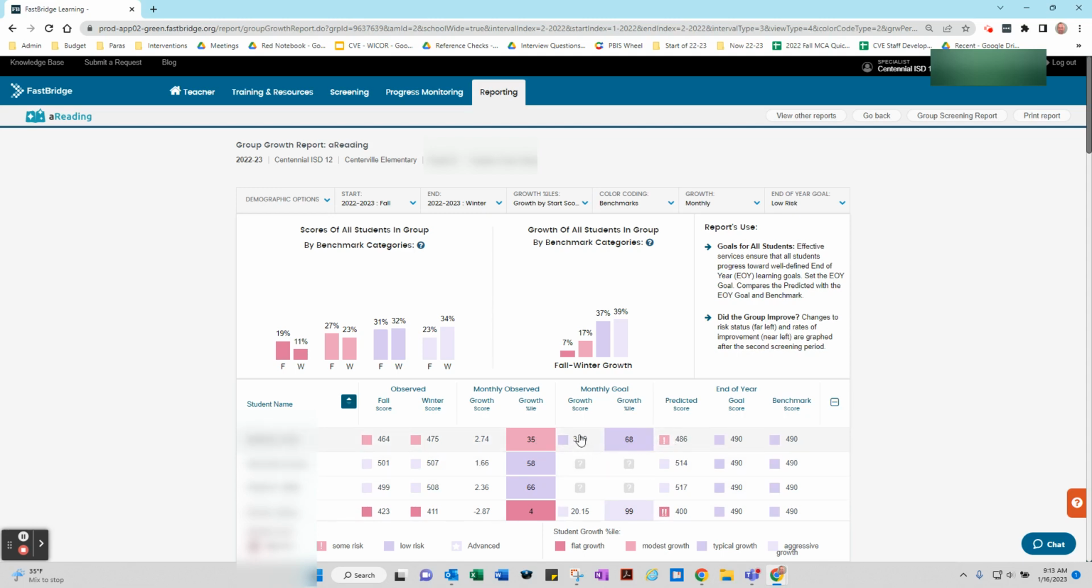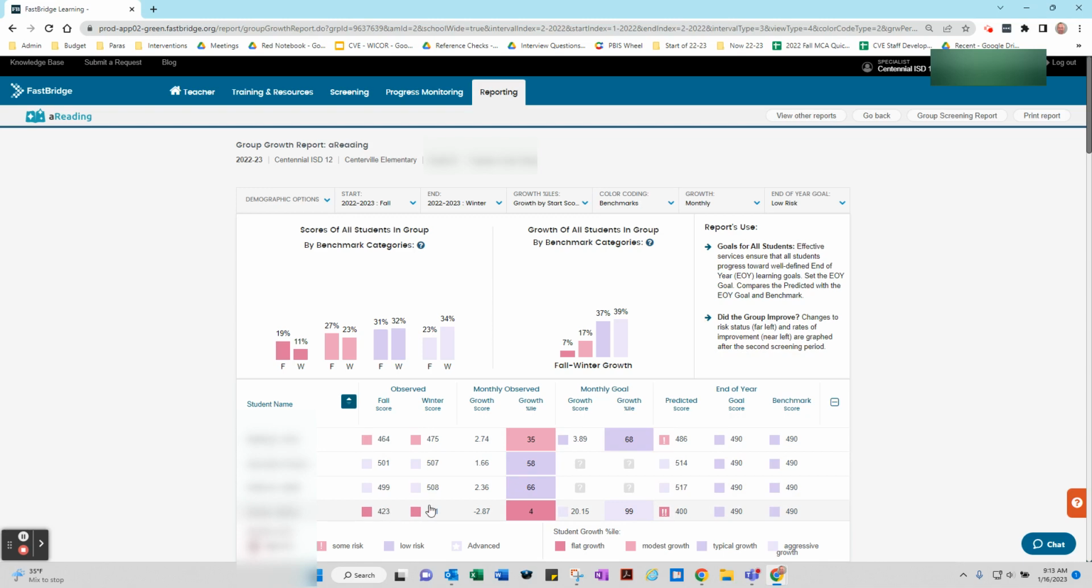So this tells us how many points they have to grow per month, or at what percentile nationally they have to grow in order to reach the goal of being low risk. You'll notice that all of these have low risk as their goal. Now we know that's a huge endeavor for a student who starts at a 423.